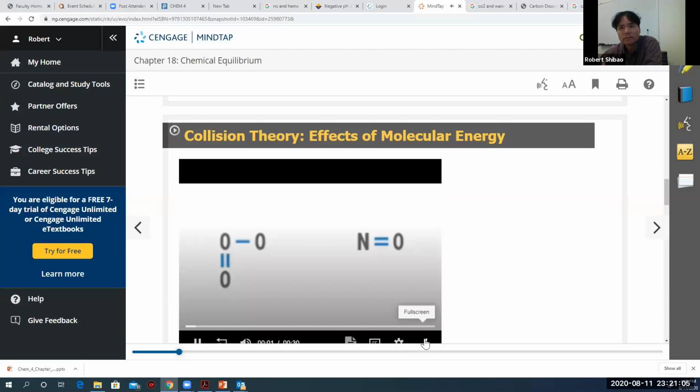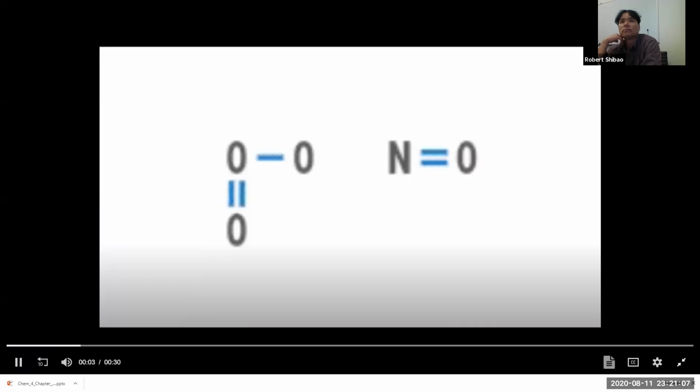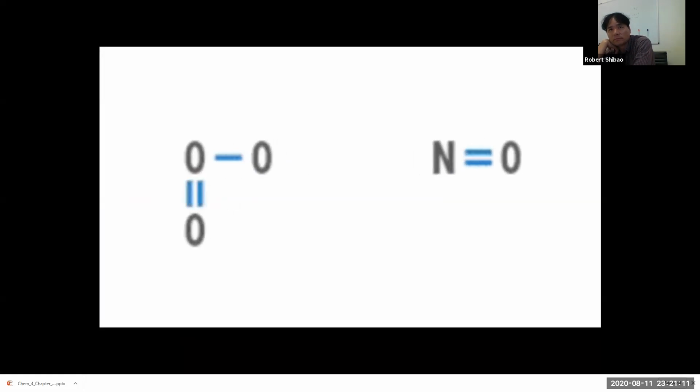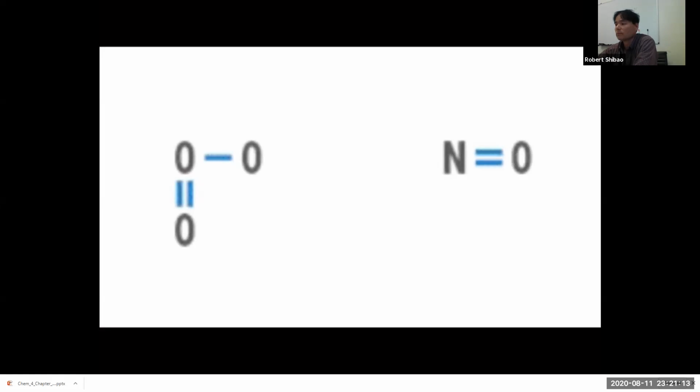For two molecules to react, they must collide. If an ozone molecule and a nitrogen monoxide molecule meet without enough energy to overcome their bond energies, a reaction does not occur, and the molecules separate without reacting.